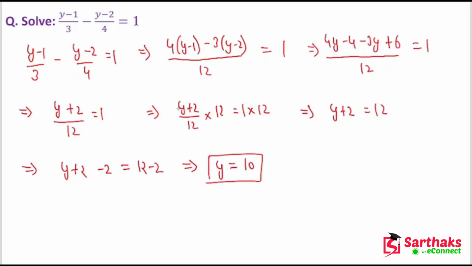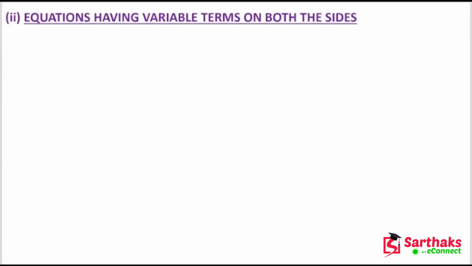You can clearly verify by putting y equals to 10 in this equation and then solving the LHS. You will get 1. Okay, so this was one method in which we took the LCM on the LHS. We first solved the LHS into one term and then used the rules of solving equations. But what you could have done was multiply both the sides by 12 in this scenario, and you could cancel out the common factors. Okay, so let us move on to the next method, which is equations having variable terms on both the sides.